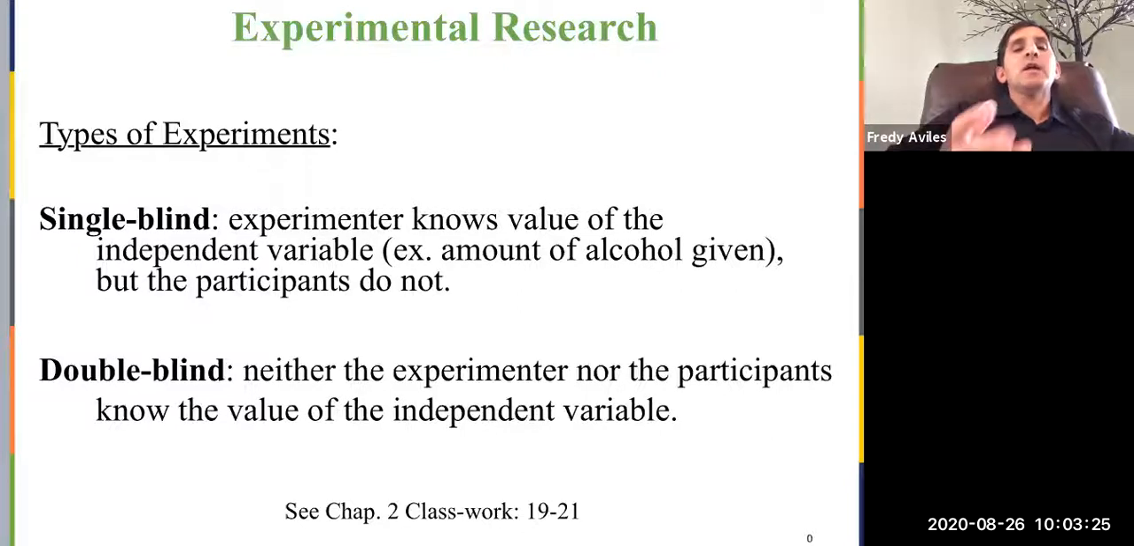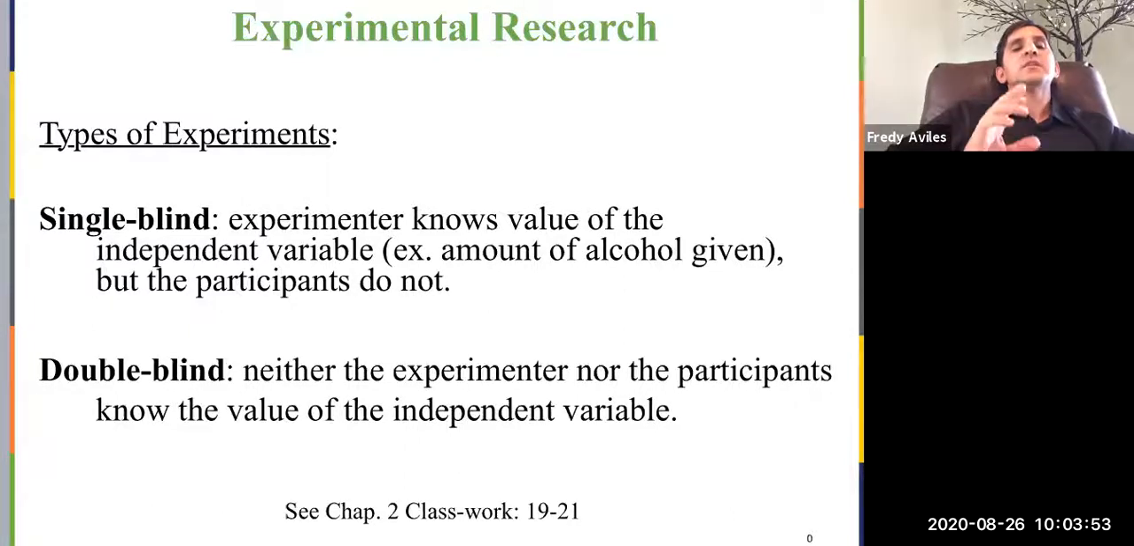Now, why would we want that? Why would we want a single blind study? Because, well, we don't want the participants to know what they're going to be getting. We don't want them to know that they really are getting alcohol versus a placebo, something like that. We don't want them to know that because we don't want participants to behave in a certain way just because they think they're getting something.